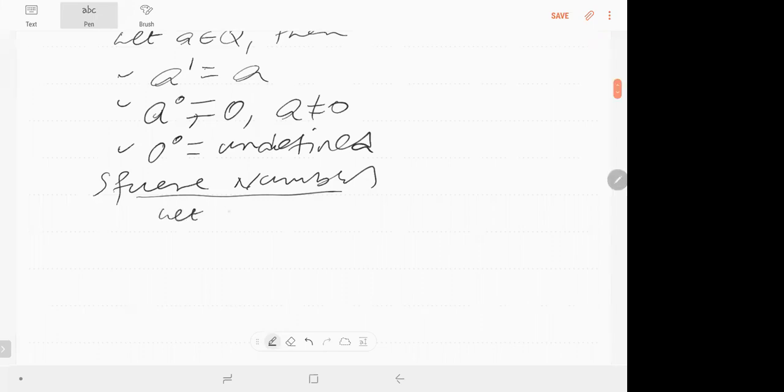Let's say a is an element of a rational number, then a times a is equal to a squared. So this is a square number. When we read this expression, we can read in three ways. You can say a squared, or the square of a, or a to the power of 2.